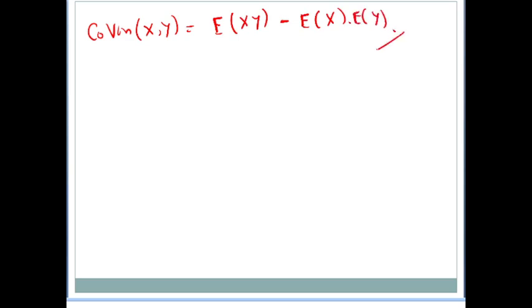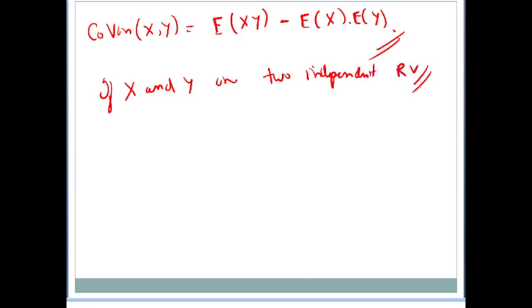Now what will be the formula of covariance? The formula of covariance of x comma y, where x and y are two random variables, will be the expected value of xy minus the expected value of x times the expected value of y. Then an important condition: if x and y are two independent random variables, then what will happen?